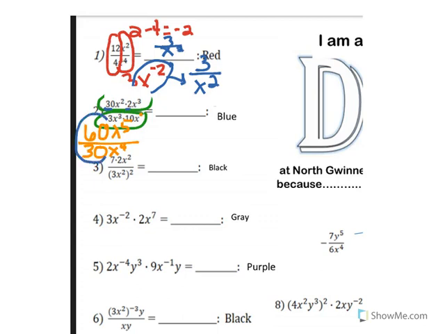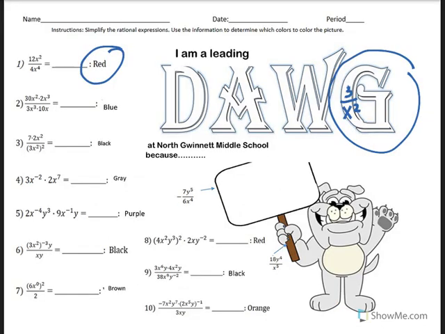I'm going to put them in columns and divide the numbers. 60 divided by 30 gives me 2, and I subtract the exponents. 5 minus 4 gives me x to the 1st power, but I only have to write x. So your answer is 2x. If you go back and look for the 2x, your 2x's should be where the eyeballs are, and you would color those blue.